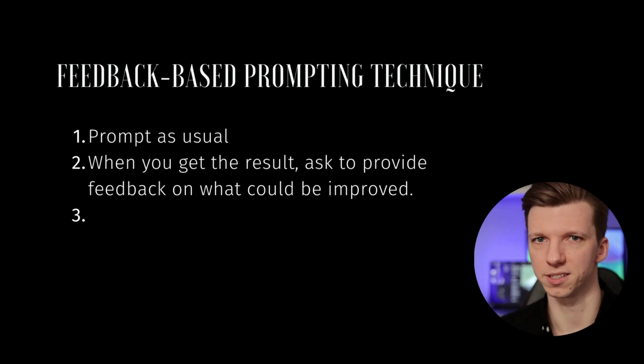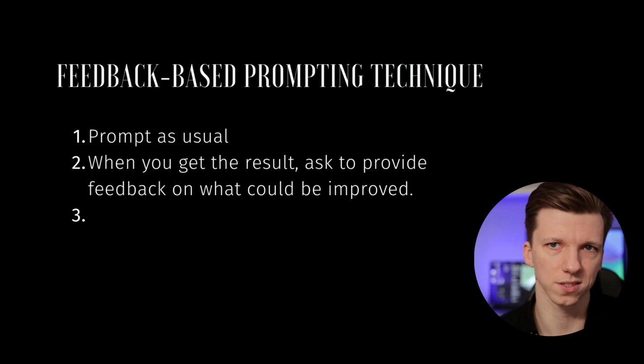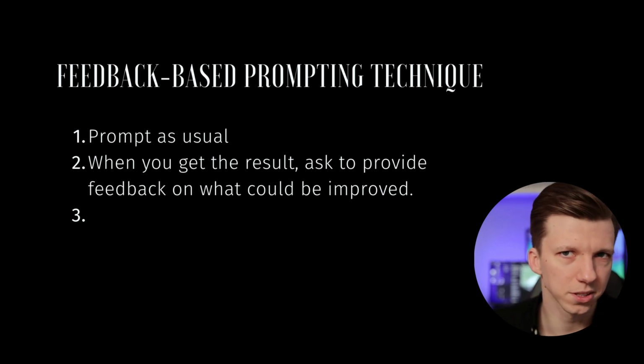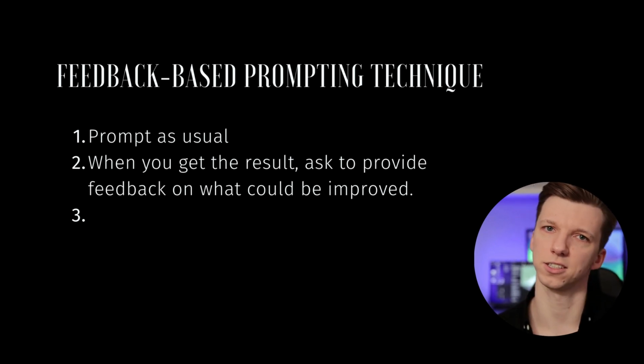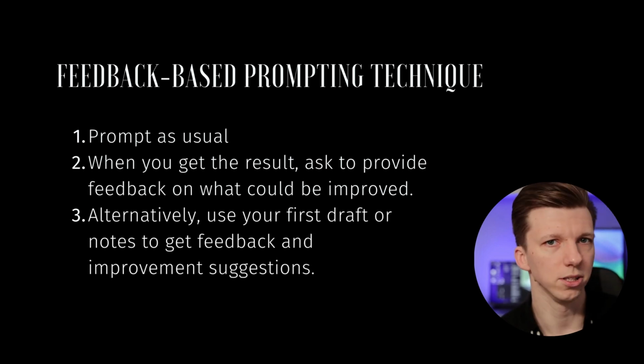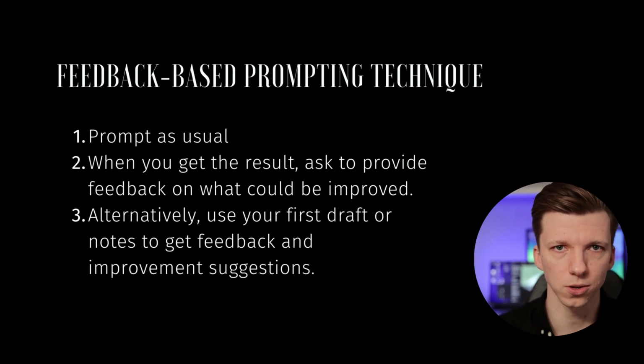Imagine a situation when you're working on a complex problem and you just feel like ChatGPT is not getting it right, or it's just not in the mood. This is where feedback-based prompting can help. First, do your prompting as usual and get the first response from ChatGPT. Your step number 2 would be to ask ChatGPT how it can criticize this response and suggest improvements. Alternatively, you can use your first draft or notes to get feedback and improvement suggestions.